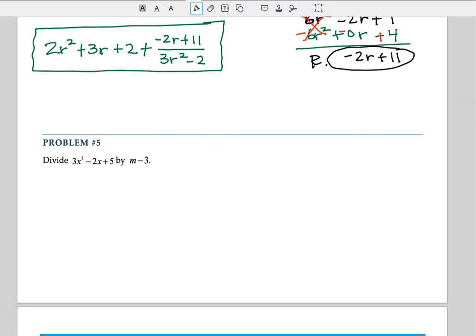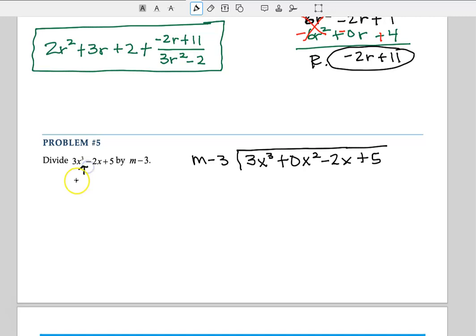All right, so my m minus 3 is on the outside. And then tell me what I'm going to have inside. Somebody tell me. 3x cubed plus 0x squared minus 2x plus 5. Awesome, right? So you notice that there was a missing term, and you went ahead and put that 0 in to hold that place open for it. Right? So make sure you remember to do that. We needed a 0x squared there.